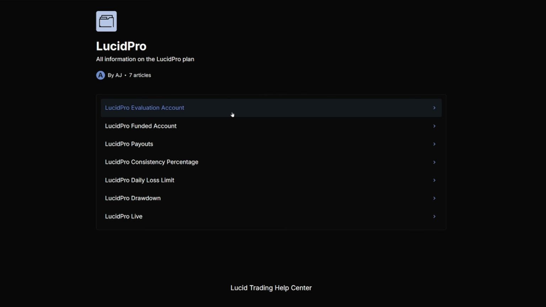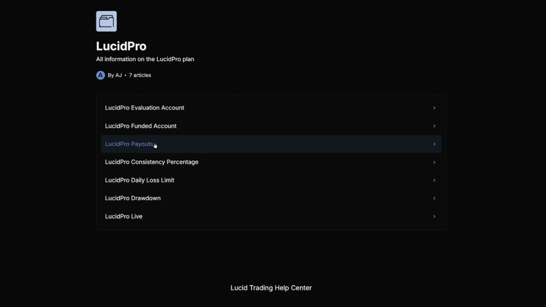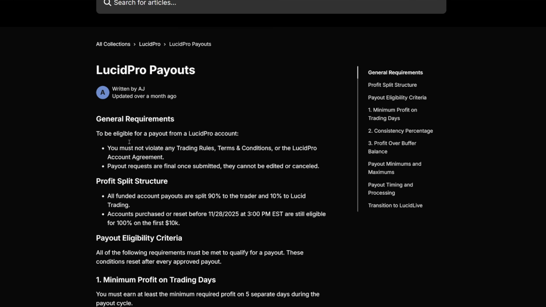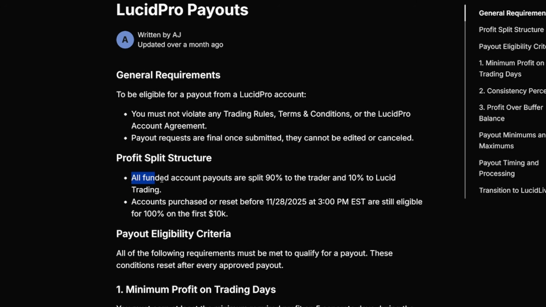But now let's go through the FAQ a little bit more. And one of the things that traders care the most about with any prop firm out there is, what is the payout policy going to be? Well, we're going to start off looking at the Lucid Pro payout policy first. And right here in the Pro account, all funded account payouts are subject to a 90-10 split. So the trader gets to keep 90%. Lucid is going to be able to keep 10%.